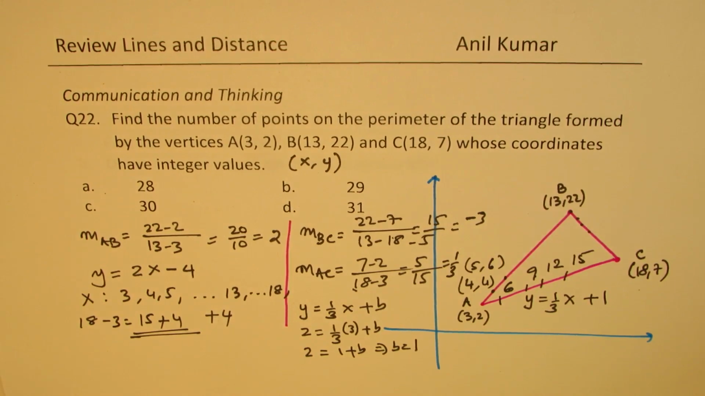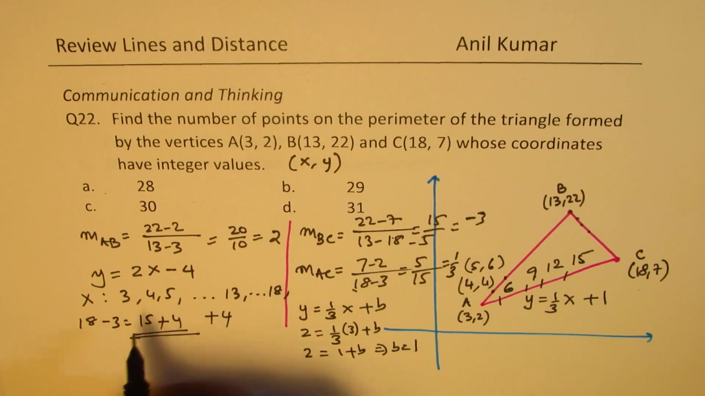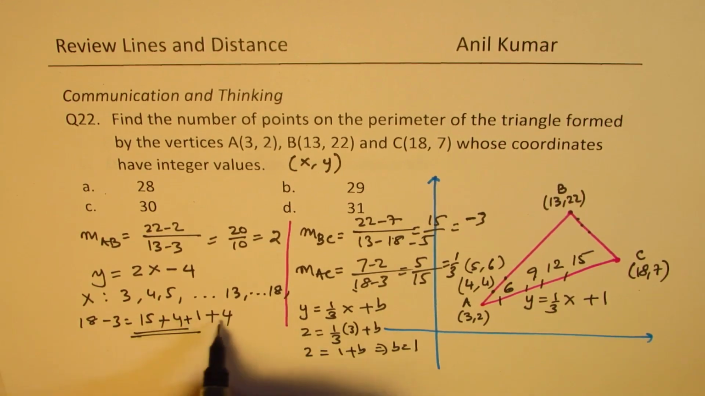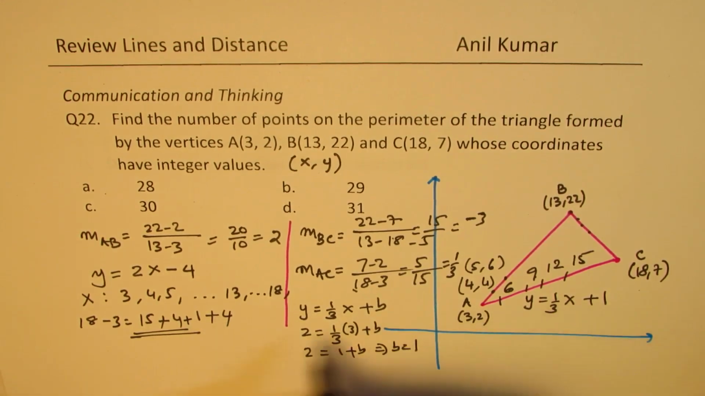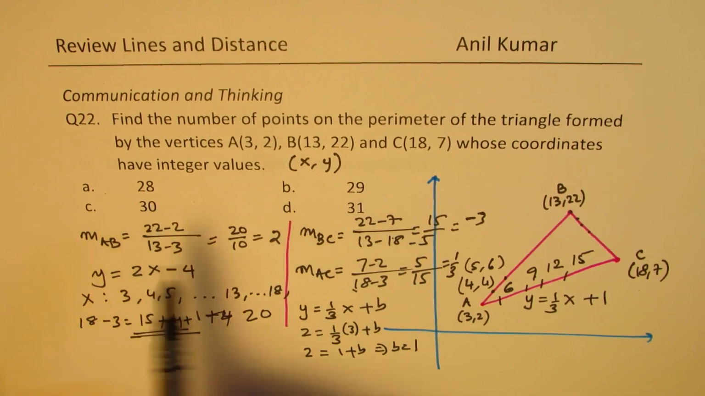Plus 4, right? So those are 3, 4, 5, 6, 7, 8, 9, 10, 11, 12, 13, 14, 15, 16, 17, 18. So because both are included, we'll add 1 also. 16 plus 4, which is 20. So the answer is 20. Well, let me write this option here.